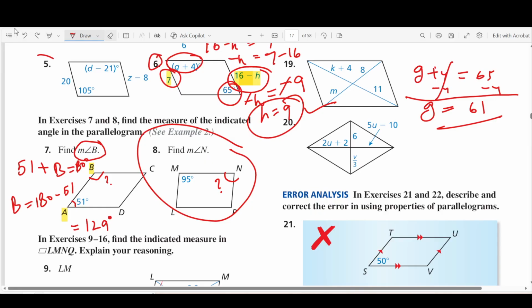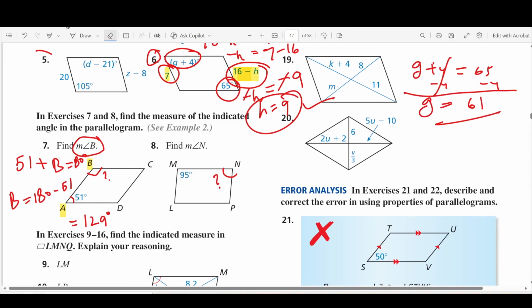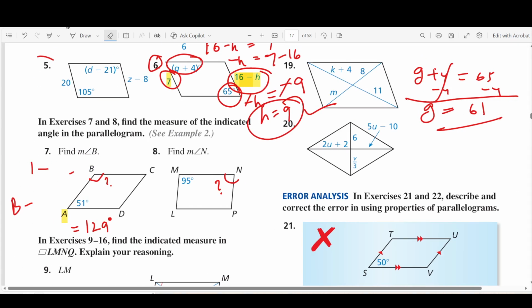Are you done? Are you done? I don't get it. You don't get it? Okay, let me explain number 7 again. This one you are supposed to do.